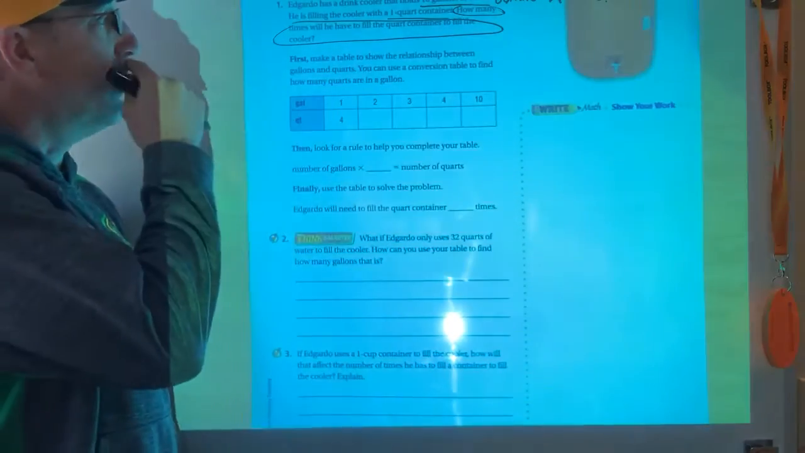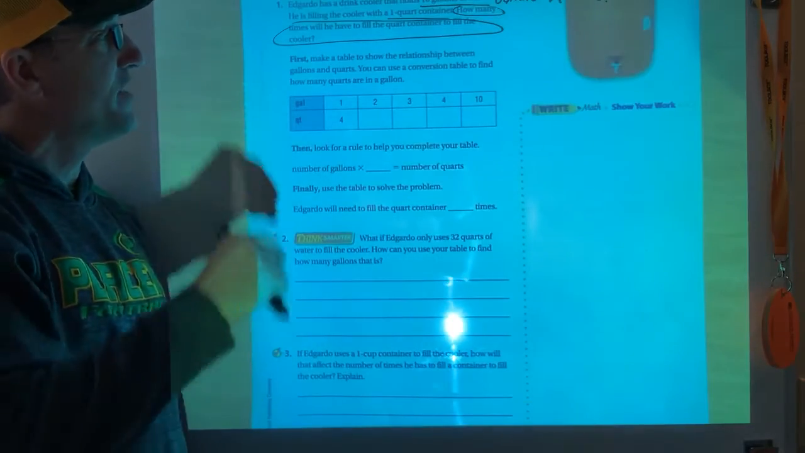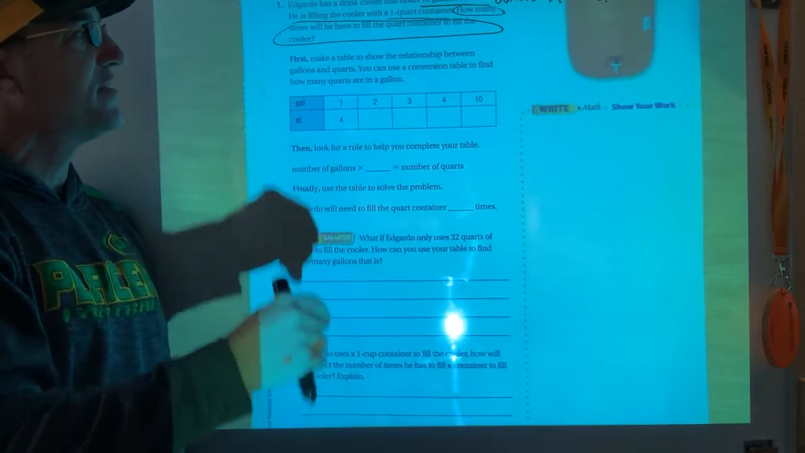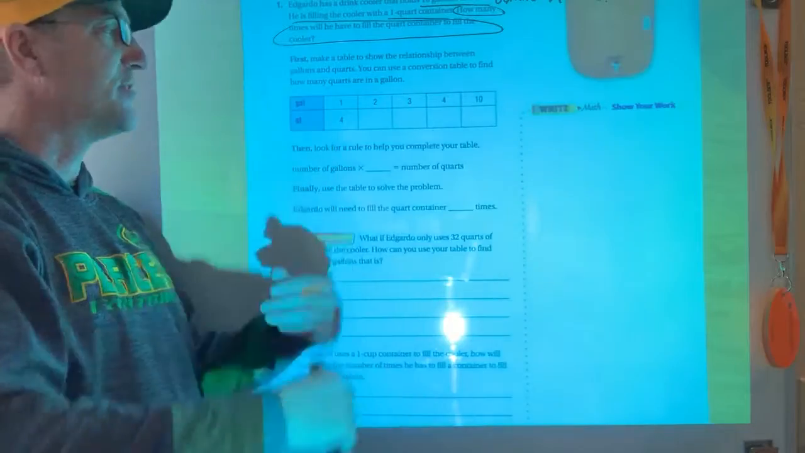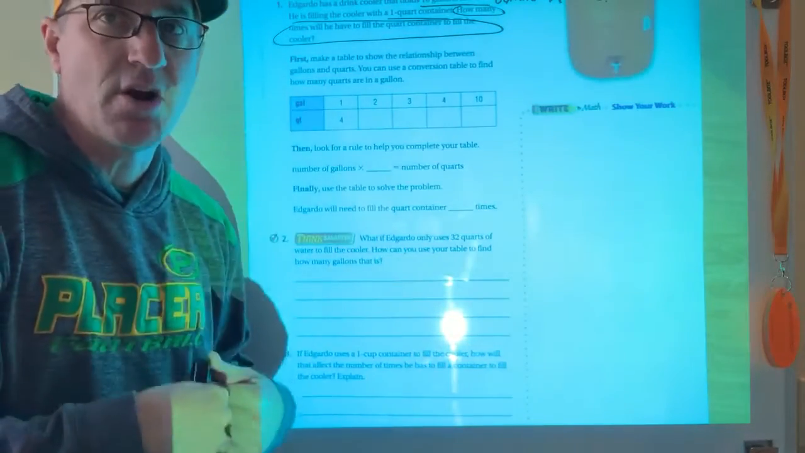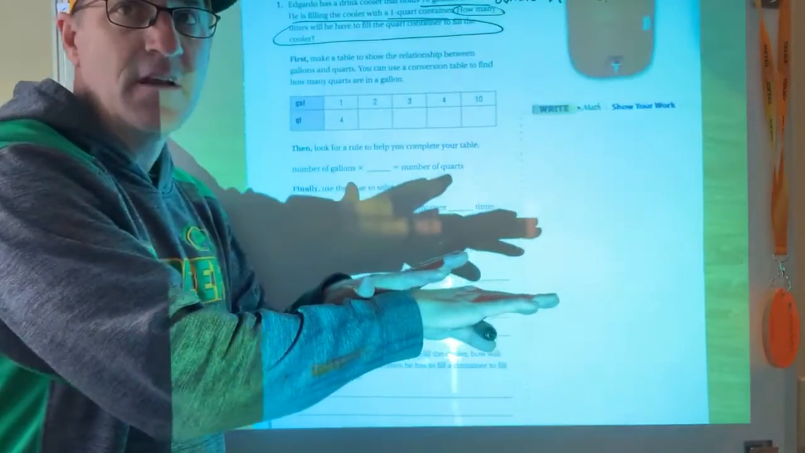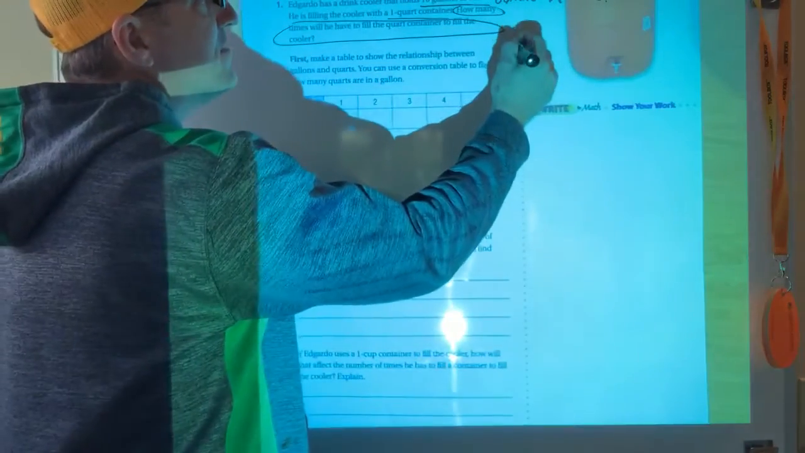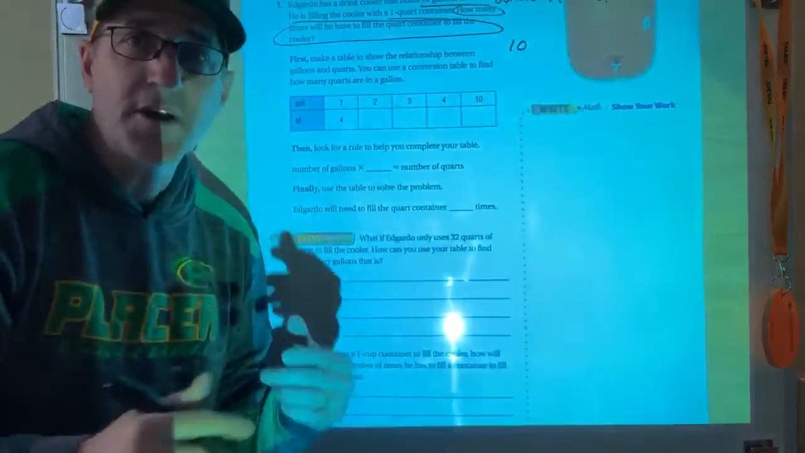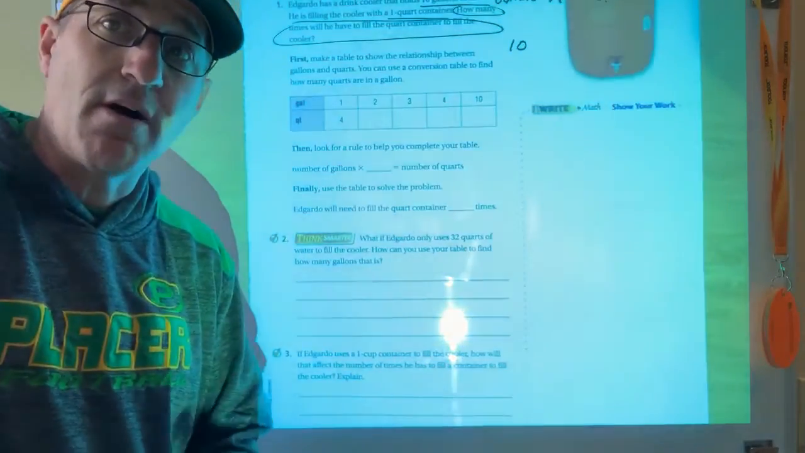All right. So first make a table to show the relationship between gallons and quarts. You can use a conversion table to find how many quarts are in a gallon. So we just use our chart the way it was to begin with. You don't really need to do all of this, right? If I have 10 gallons, quarts are smaller, so I'll need more, so I'll have to multiply.